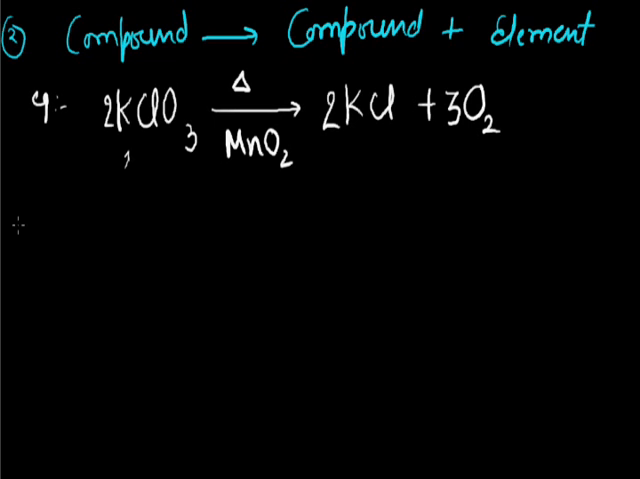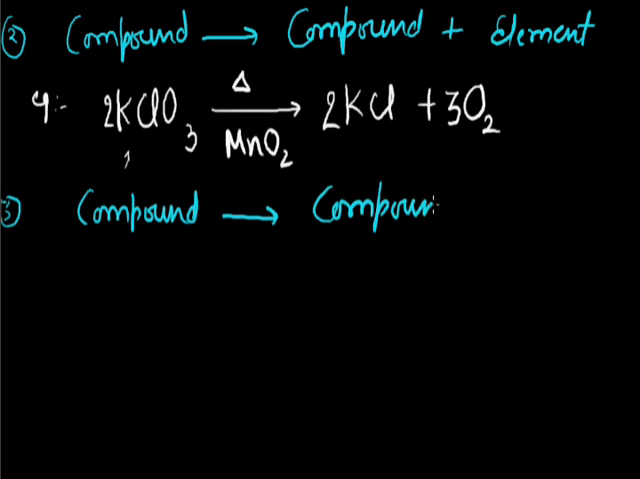Now the third type of decomposition reaction is when a compound breaks into compound plus compound. This is another criterion of decomposition reaction. Now we can take some more examples related to this point, in which a compound breaks into compound plus compound.